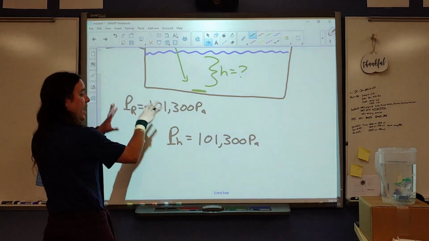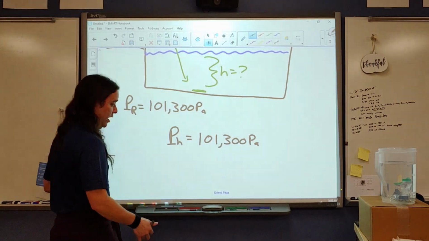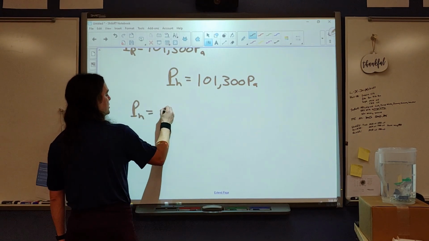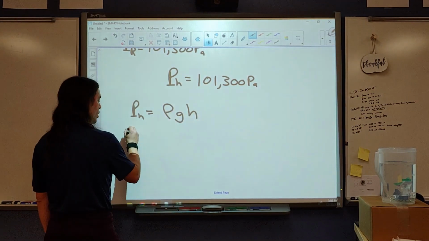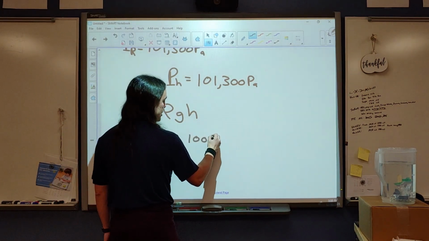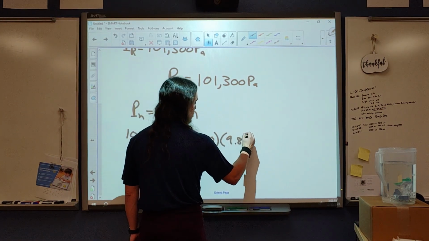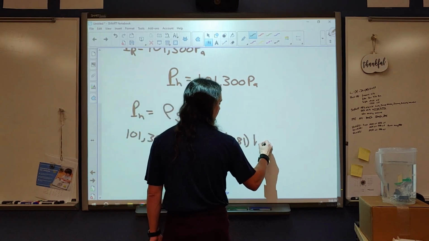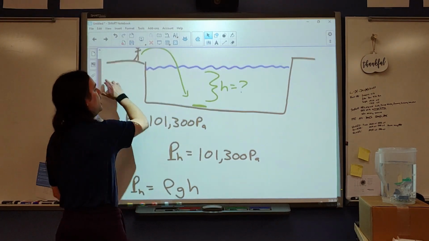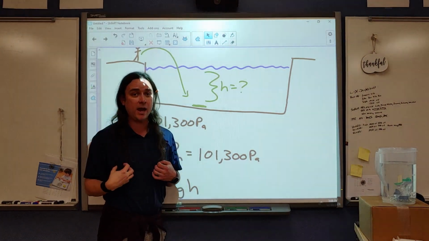Ignoring the reference pressure, because if we added that in, then we're going to end up with 202,600 pascals as the total pressure, at least in absolute scale. So in this case, here's what I want. P_H is equal to rho g h. We've got 101,300 pascals, with appropriate units, equals our density of our fluid. Well, we're dealing with water, so that'd be about 1,000 kilograms per cubic meter. We've got 9.81 meters per second squared, or newtons per kilogram, and we get h. This represents how far down we need to be in order for the water in the pool to be squeezing us just as much as we're being squeezed by the air right now.